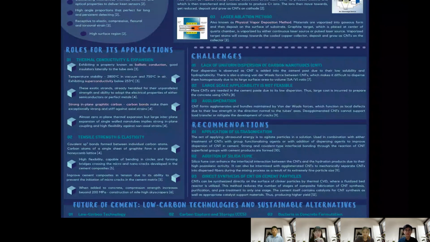All carbon nanotubes are expected to be very good thermal conductors along the tube, exhibiting a property known as ballistic conduction, but also good insulators laterally to the tube axis. The temperature stability of CNTs is established to be up to 2800 degrees Celsius in vacuum and about 750 degrees Celsius in air. CNTs have been shown to exhibit superconductivity below 253 degrees Celsius.